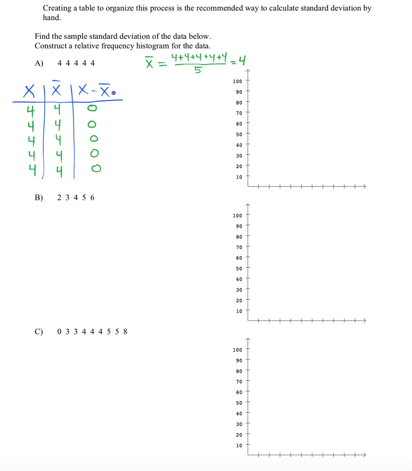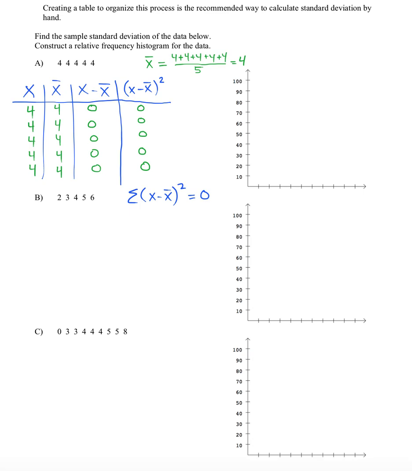Now what we need to do is create a new column. And this column is for the squares of the deviations. So we take that result that we got here and multiply it by itself. But of course, 0 times itself is just 0. And so the squares of all the deviations will be 0. Our last step is to actually sum the last column. In math, the big sigma here, Greek letter, says to add up all the squares of the deviations. So 0 plus 0 plus 0 plus 0 plus 0 makes a total of 0.